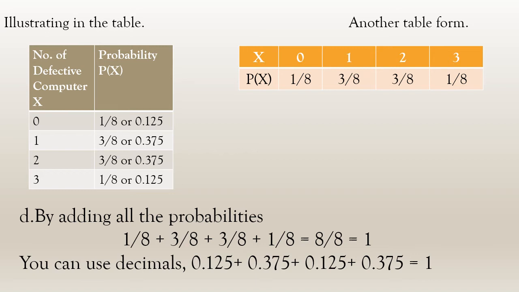Sa decimal naman, kung ang decimal yung ating i-add na probability natin, 0.125 plus 0.375 plus 0.125 plus 0.375 equal yan sa 1. So kahit fraction yung ginawa o kahit decimal, parehas yan na magiging sagot, equal sa 1.